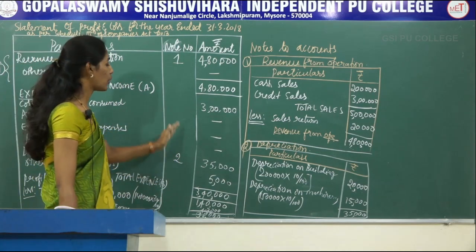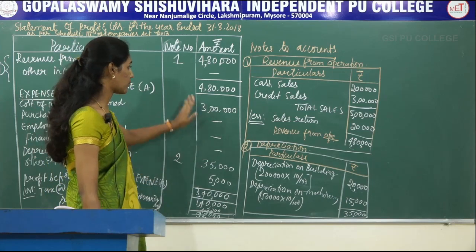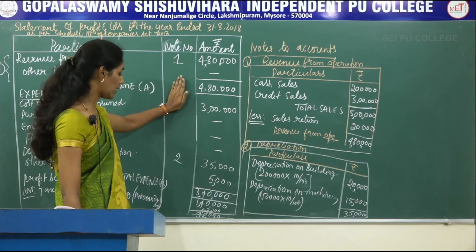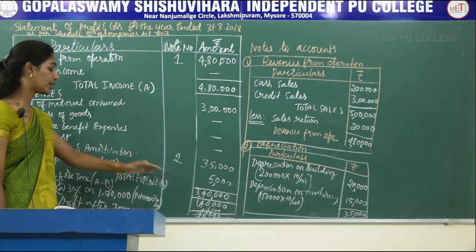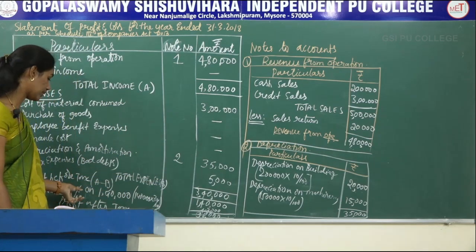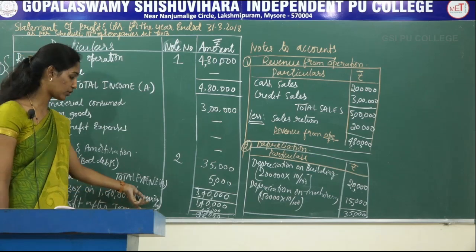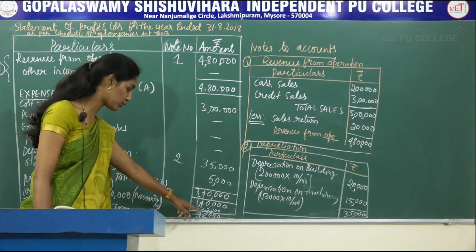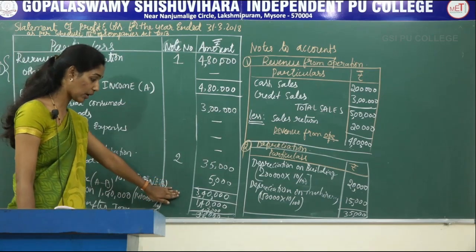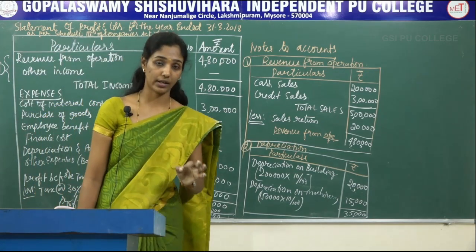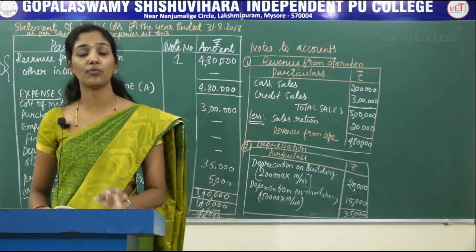The next you have to find out the profit before tax. So for this you have to deduct the total of expenses from the total of revenue. 4,80,000 minus 3,40,000 comes to 1,40,000. On that you have to charge tax at 30%. 1,40,000 into 30%, you will get 42,000. Then deduct 42,000 from 1,40,000, you will get net profit. That is also called as profit after tax.